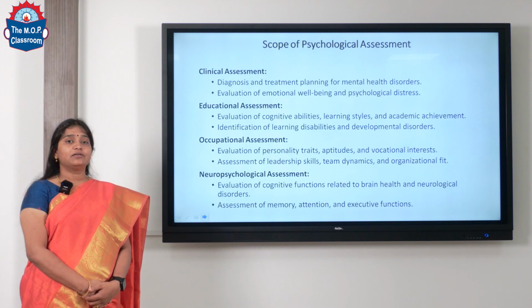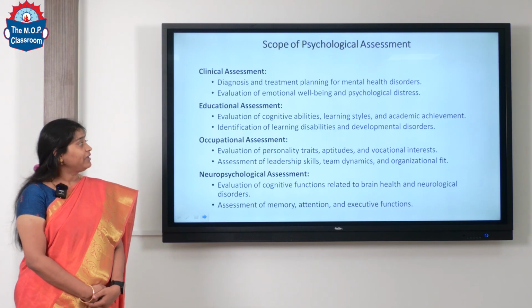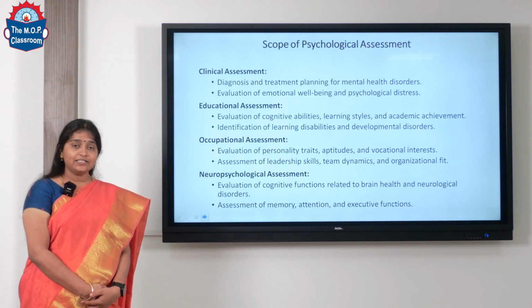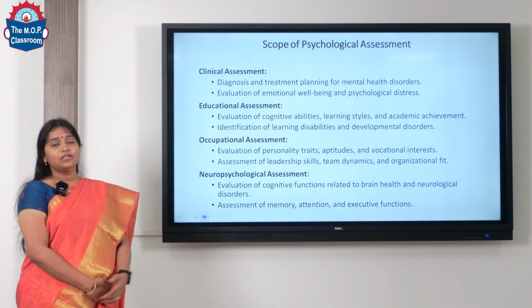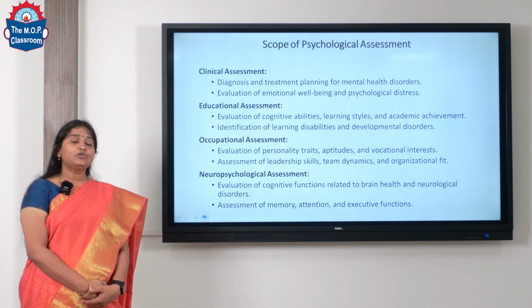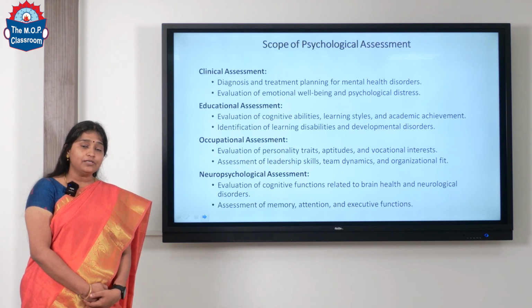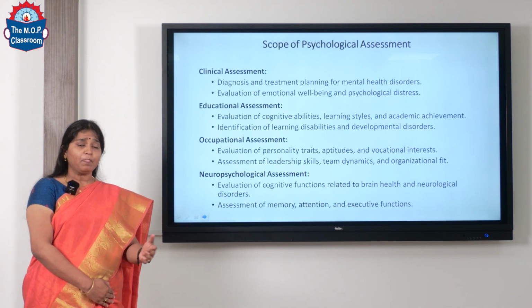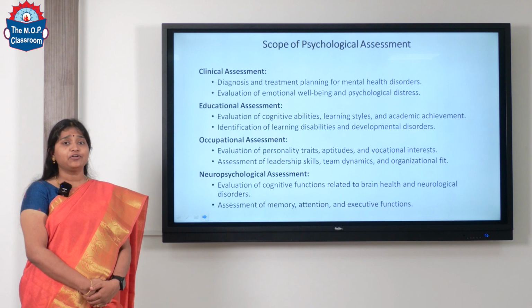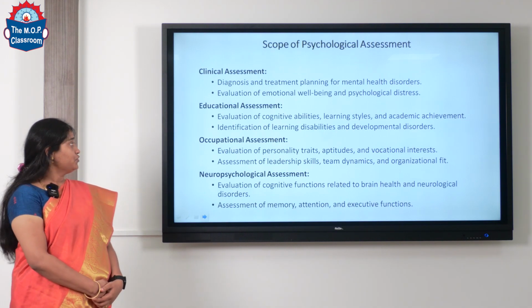In educational settings, what are the assessments conducted? Evaluation of cognitive abilities, aptitude tests, learning styles, achievement tests, a few that are largely used in educational settings. Not just that, it also helps in identification of children with special needs, whether in mainstream education or in special education, to cater to their requirements. Educational assessments are largely used.